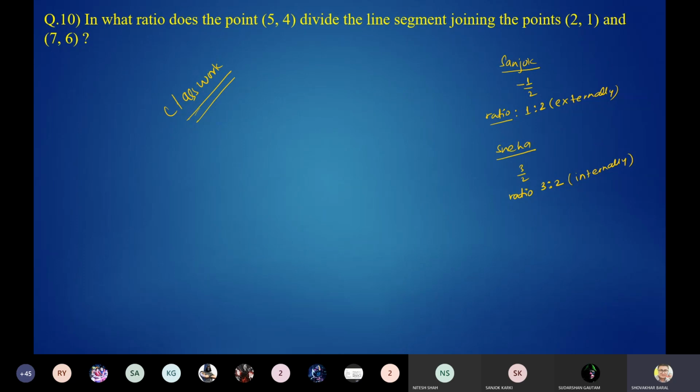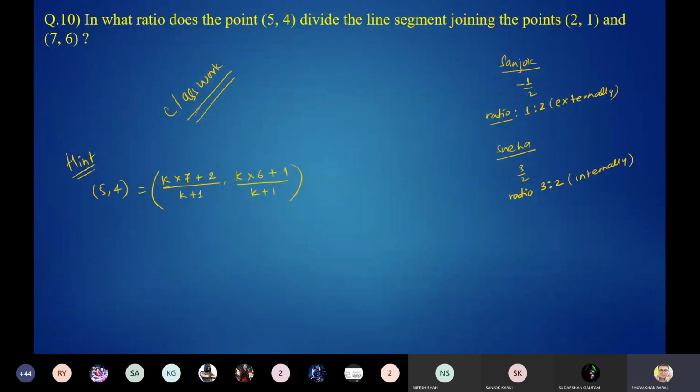Please turn on your microphone and just let me know if you have solved it. Oh, okay, let me check it quickly. This is just a hint. The point is (5,4) and the ratio is k. x is 7k plus x1 is 2, divided by k plus 1, comma, y is 6k plus y1 is 1 upon k plus 1.